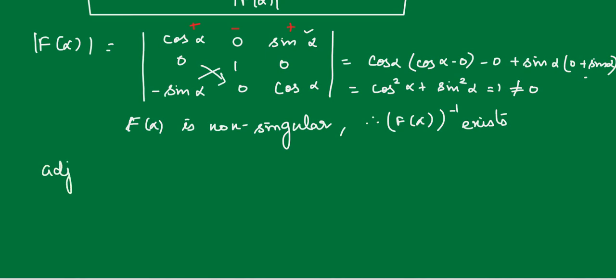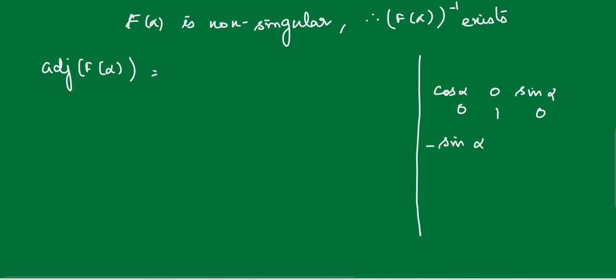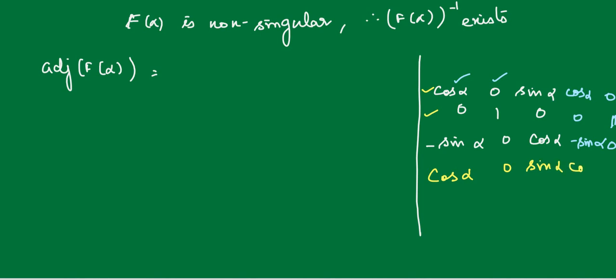Now for that, first we find the adjoint of F of alpha. We have seen the shortcut method to find the adjoint. So we write the elements of the given matrix as it is, 0 1 0, last row minus sin alpha 0 cos alpha. What is the procedure? We are going to repeat the first two columns. So cos alpha 0 minus sin alpha, then 0 1 0. Next step, repeat the first two rows. Cos alpha 0 sin alpha, cos alpha 0 0, 1 0 0 1. So this is the shortcut method we have seen in the previous video.